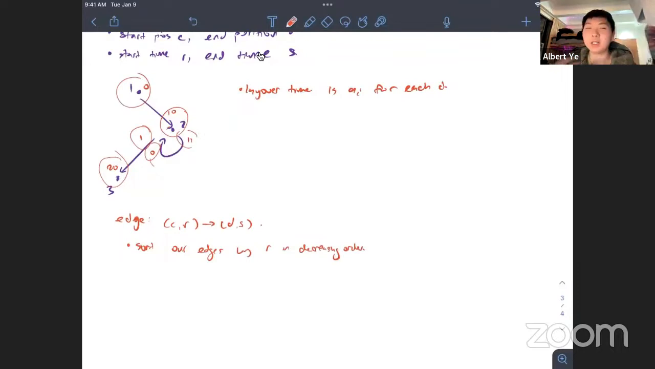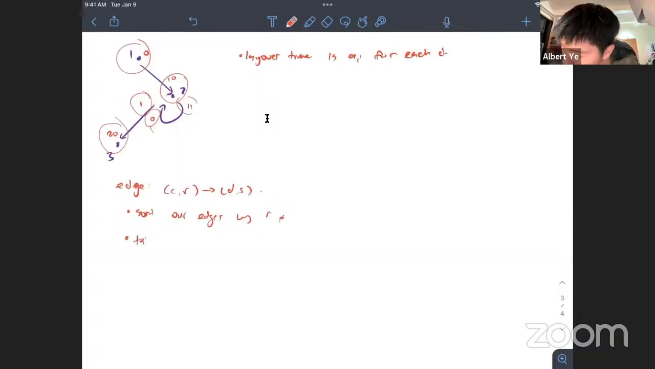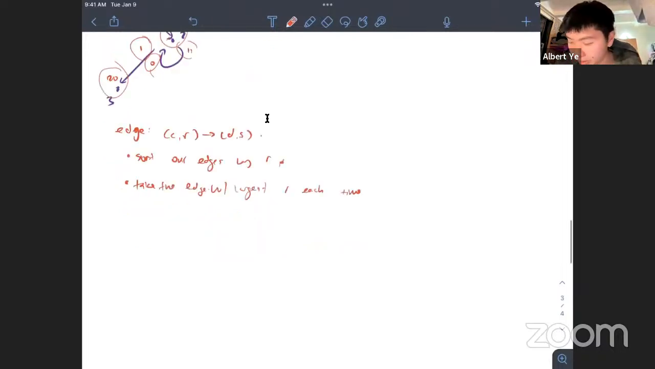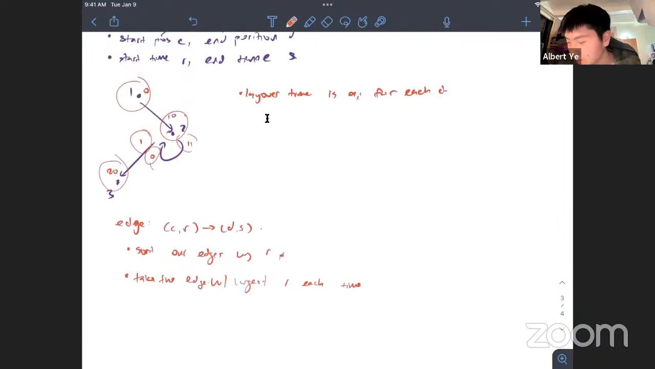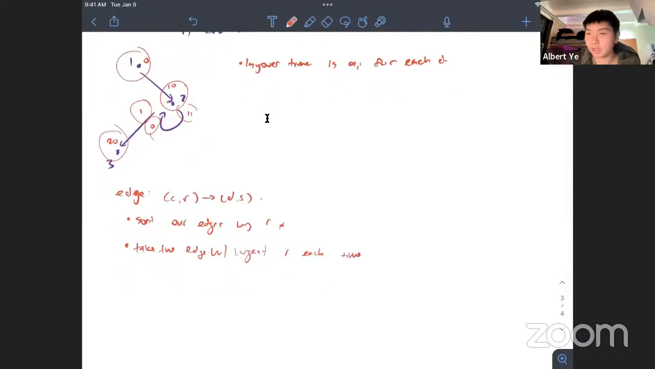I think we should not really do decreasing order, because there is a bit of an implementation thing to deal with here. So we have to sort our edges by R. And then we basically want to take the edge with the largest R each time and try to do DFS from it. So we basically check, for the starting node, which edges can we go to?